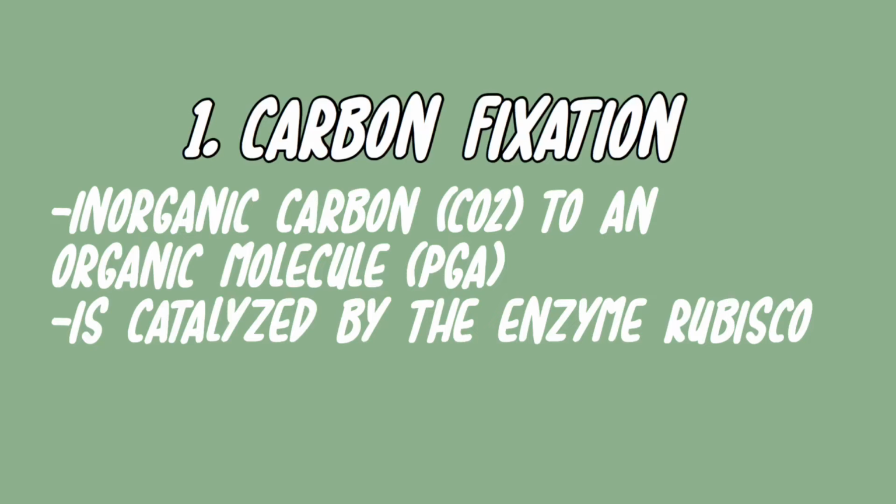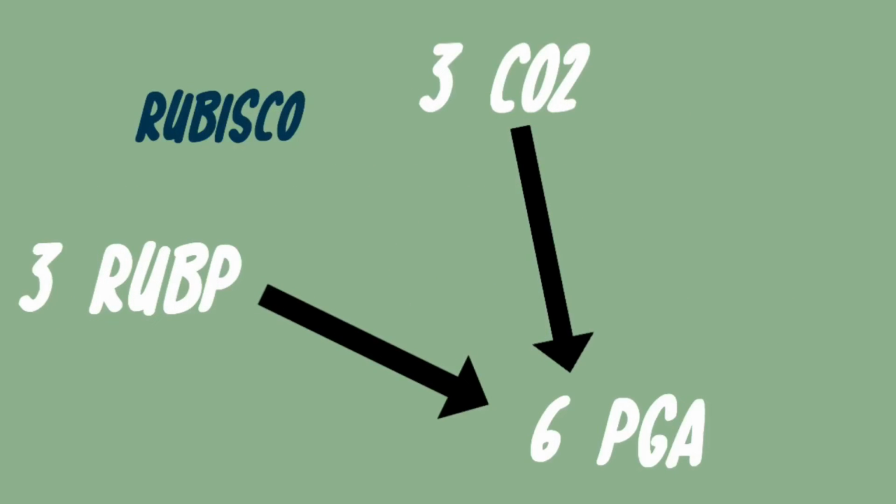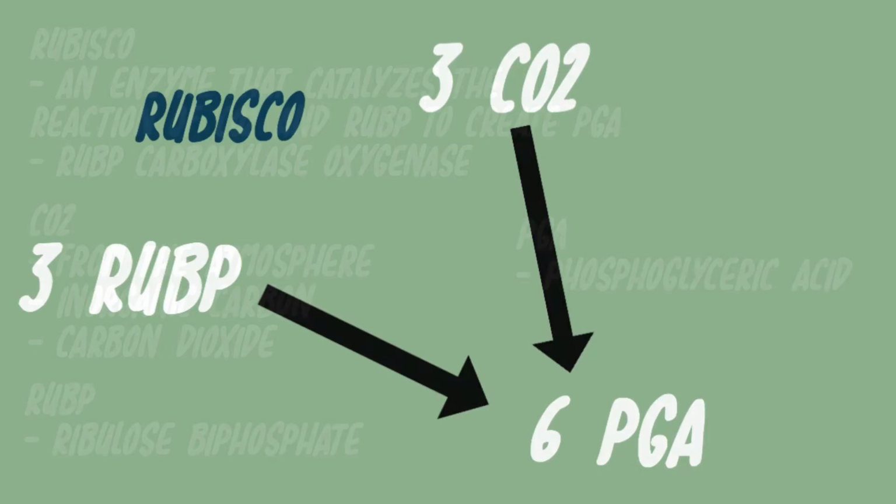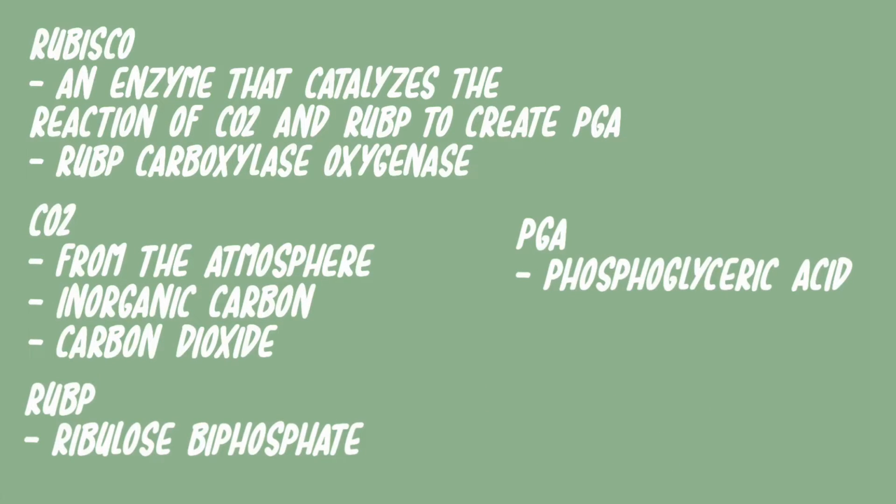Carbon fixation: inorganic carbon to an organic molecule. You need 3 carbon dioxide and 3 RuBP to make 6 PGA. The 3 carbon dioxide and 3 RuBP are catalyzed by rubisco. Rubisco is an enzyme that catalyzes the reaction of carbon dioxide and RuBP. CO2 is from the atmosphere.